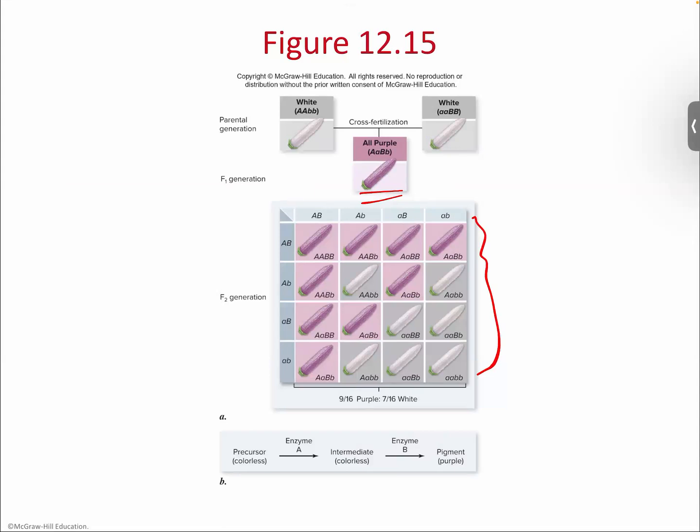Now let's take a look at it. The first thing you saw was a dominant in A, dominant in B, so I got the purple, right? He saw dominant A, dominant B, so he got purple again.